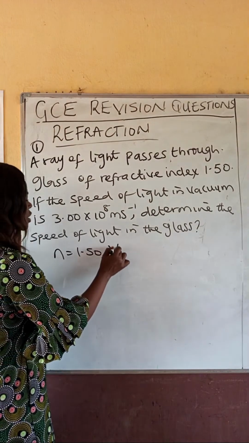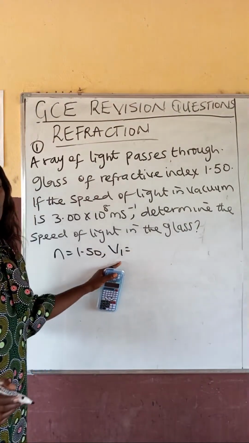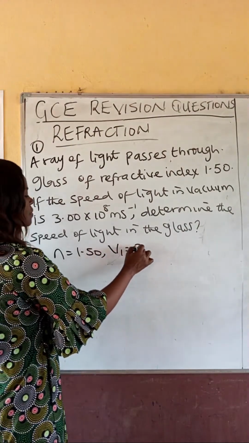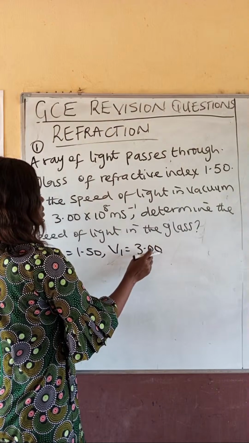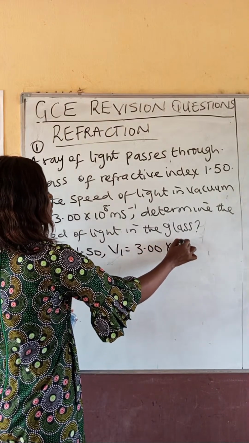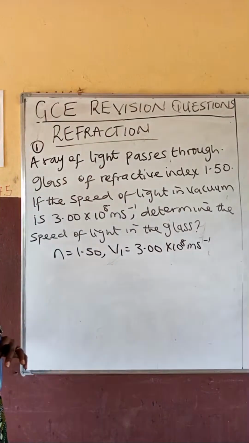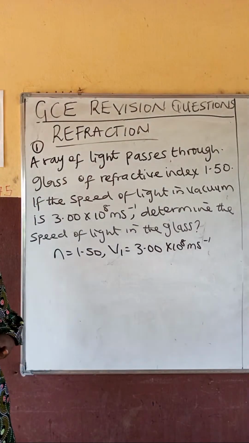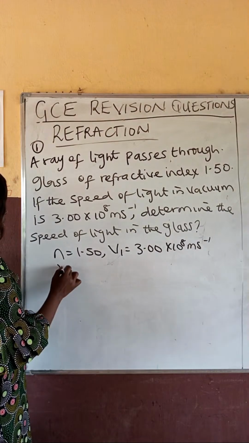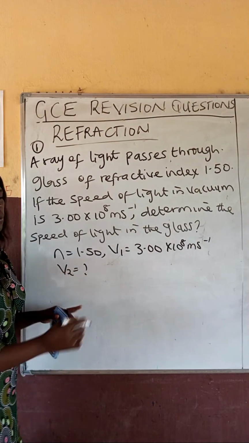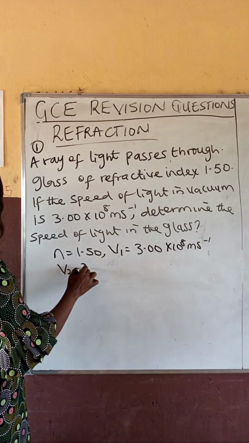You can tag it as the velocity in medium 1, and it's giving us 3.00 times 10^8 meters per second. And I am asked to calculate the velocity in the second medium, that is, medium 2, right? Now, what are we expected to do?